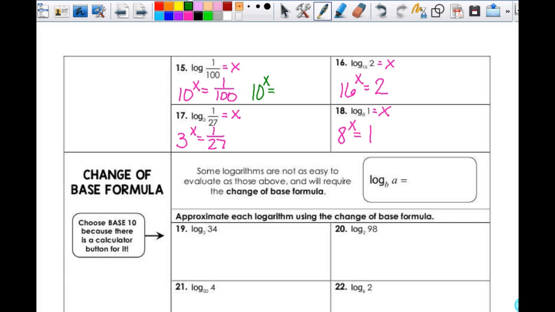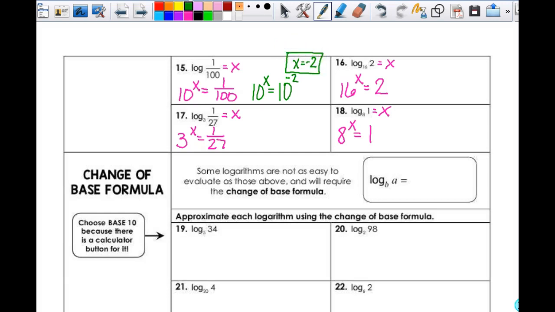All right, so on 15, what's my common base going to be? 10, right? So 10 to the x equals 10. Now, how do I get this out of the denominator? Negative, right? And then negative what? 2. So x equals negative 2.